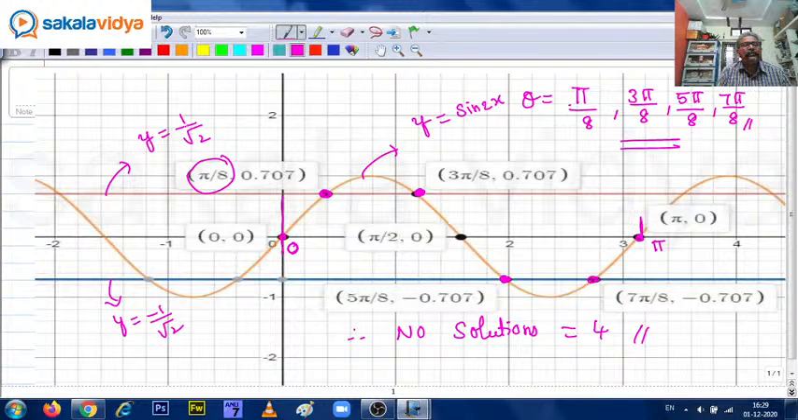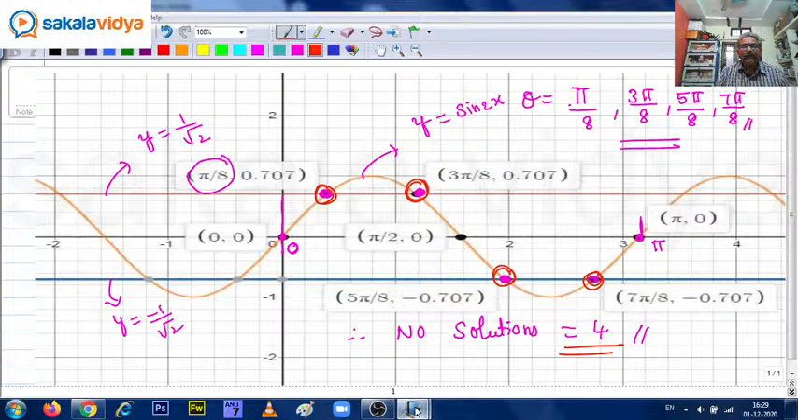So now y is equal to 1 by root 2, it's parallel to the x-axis. y is equal to minus 1 by root 2 parallel to x-axis. This cuts at 2 points. This also cuts at 2 points. Otherwise you see like this. Here, here, and here, here. So 4 solutions we have. Number of solutions is equal to 4.